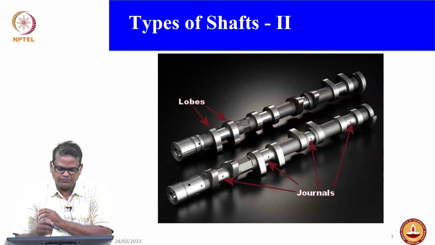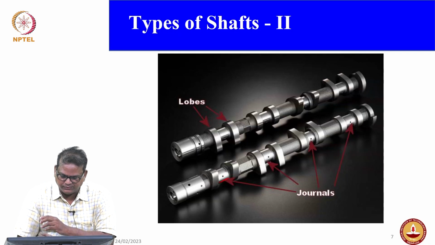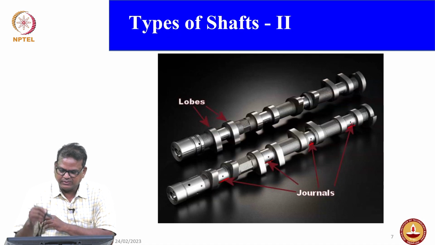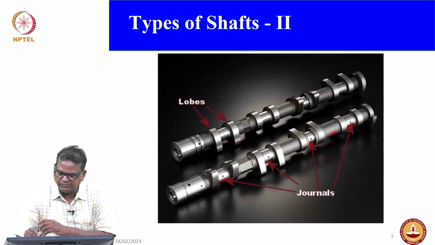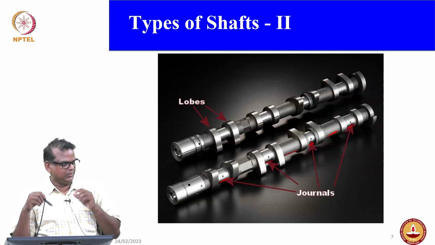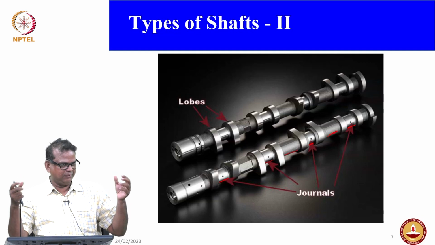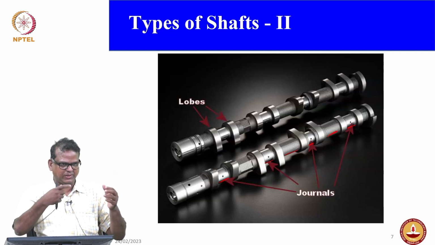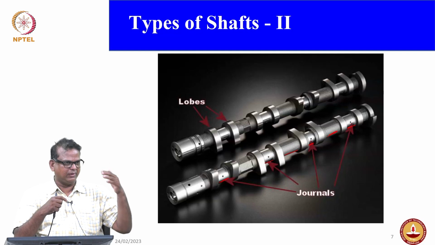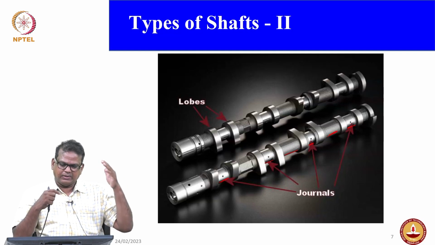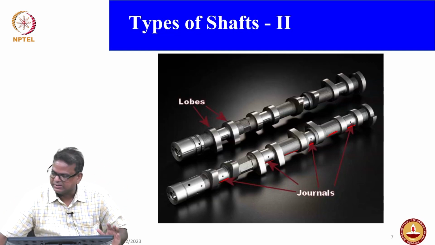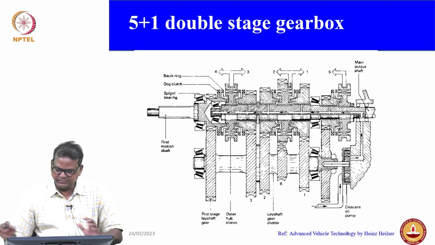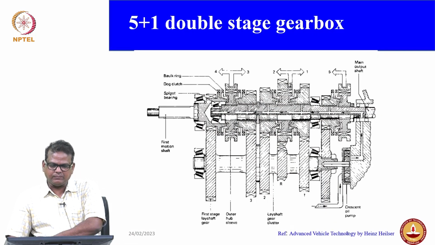So normally this type of portion where contact happens will have a higher hardness compared to the non-contact area in between, even including the lobe also. So wherever you have a journal bearing, that would have higher hardness compared to the rest of the parts in the shaft. And this is taken from Advanced Vehicle Technology by Heinz Heisler.